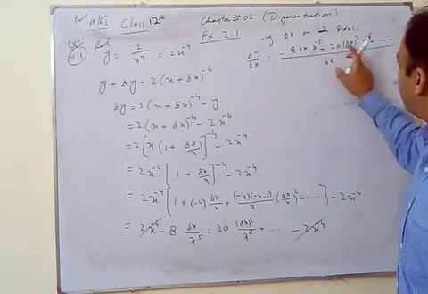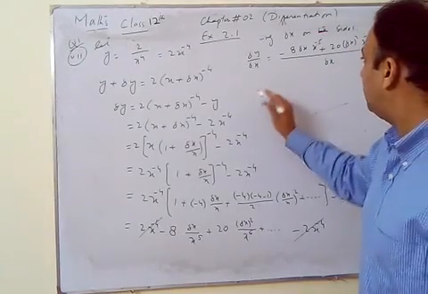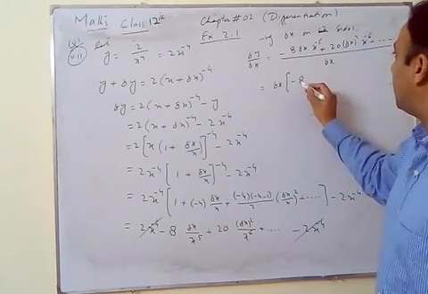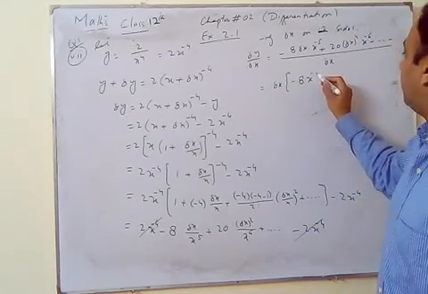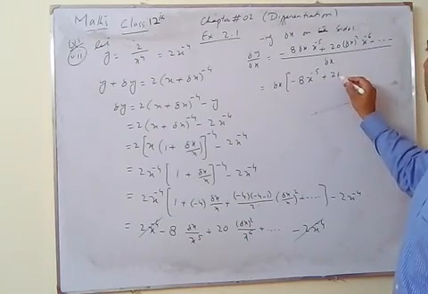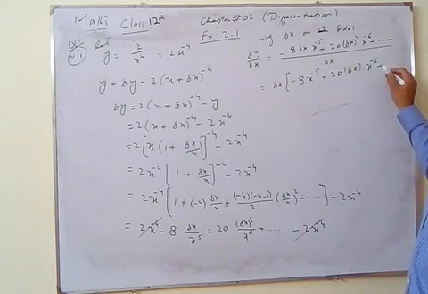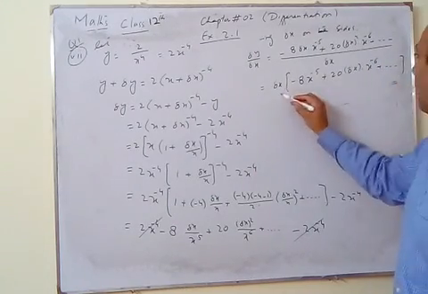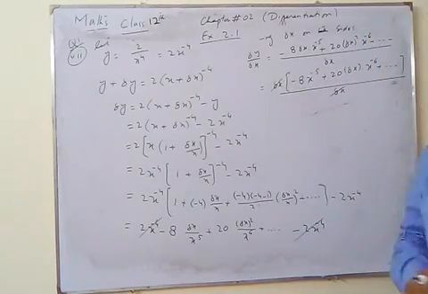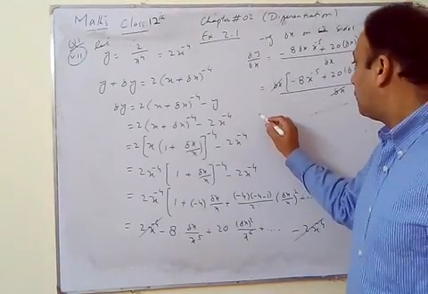Now delta x is present in all these terms, so take it out common. So we have minus 8 x power minus 5 plus 20 delta x into x power minus 6 plus so on. Whole is divided by delta x. Delta x and delta x are cancelled. Both are cancelled here.